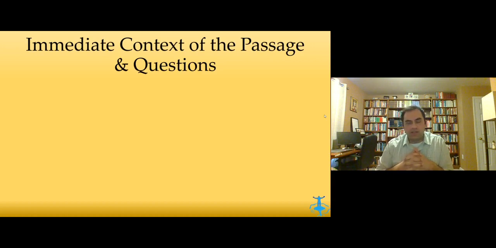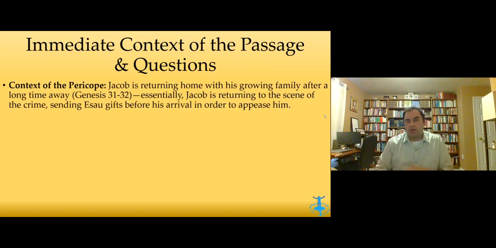In terms of the more immediate context, then, Jacob is coming back home. After leaving his home, he was gone for many years, and now he is returning to his native land with a growing family, and he's wondering what Esau's reaction is going to be like when he sees him again for the first time, because essentially Jacob is returning to the scene of a crime, right? And so what he does is he sends a bunch of gifts.